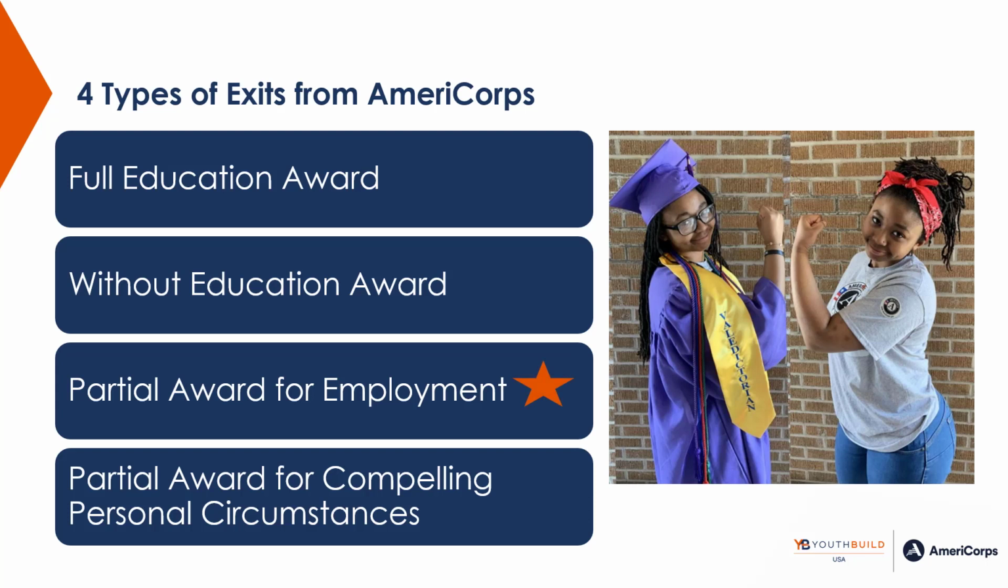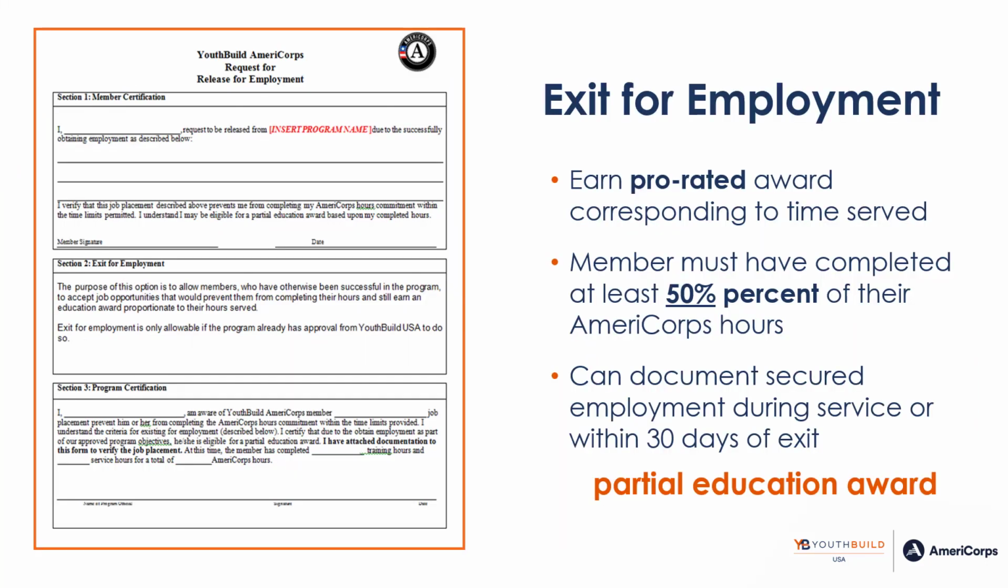Next, we'll discuss partial awards for employment. These exits are available for members who need to leave your program before they've completed all of their AmeriCorps hours because they need to and they have secured a job. A member is eligible for an early exit for employment once they have completed at least 50% of their AmeriCorps hours. Their education award will be prorated based on the percentage of their hours that they did complete.